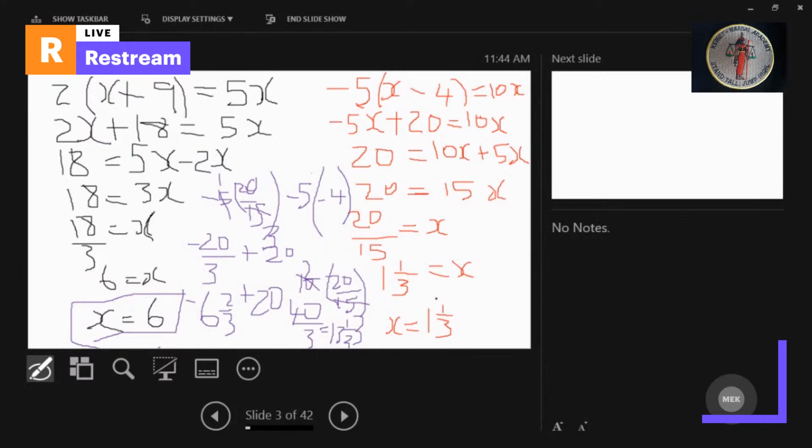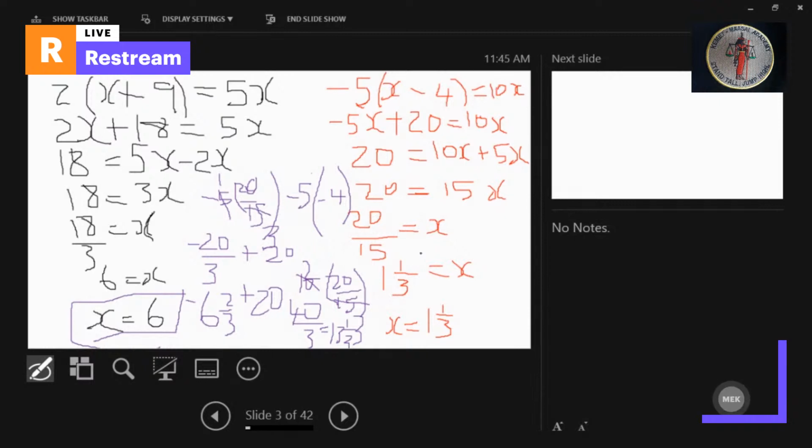All right, so x is 1 1/3. So this part now is not a part of the solution. This is actually checking if your answer is correct, right? So this is something you would do just on rough paper, just for your own satisfaction, to make sure that what you did is correct. So we're plugging in the value of x here and here to see if they are equal to each other.